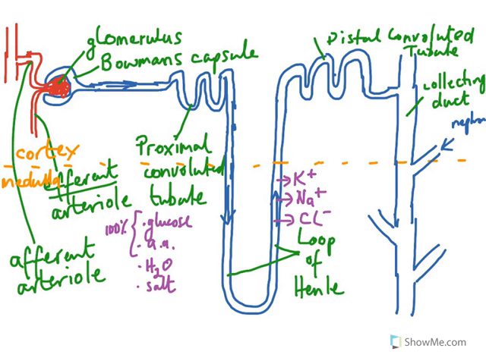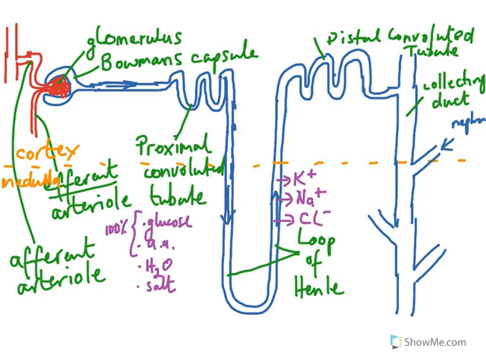All of these collecting ducts will drain into what we looked at before, which is the pelvis of the kidney. The pelvis will itself drain into the ureter, and the urine will be carried off into the bladder.